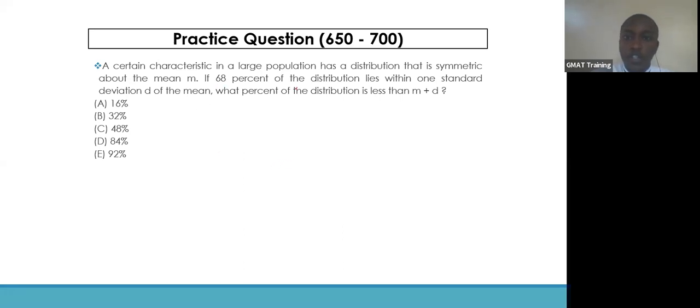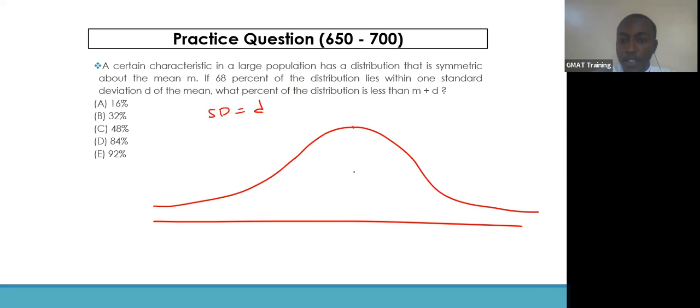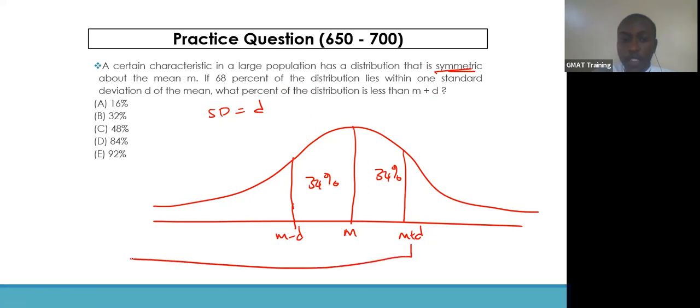If 68% of the distribution lies within one standard deviation, D, of the mean, in this case standard deviation equals D. Remember that we did that. You know that that's 34%. We have the mean here, and then one standard deviation to the right, one standard deviation to the left. This is 68%. Divide that in two since it's symmetric, right? Therefore, this is 34%, 34%, right? And then what percent of the distribution is less than one standard deviation to the right of the mean, the values less than that, right?